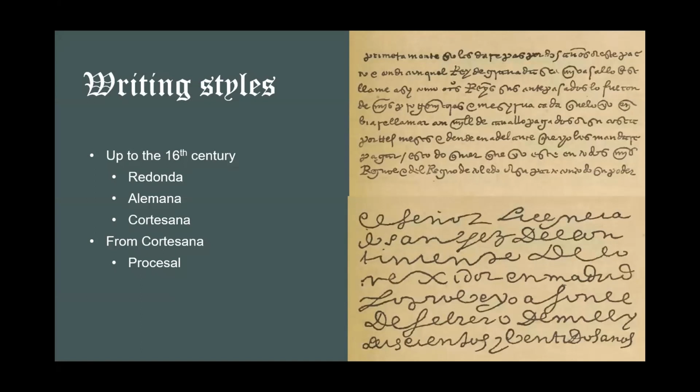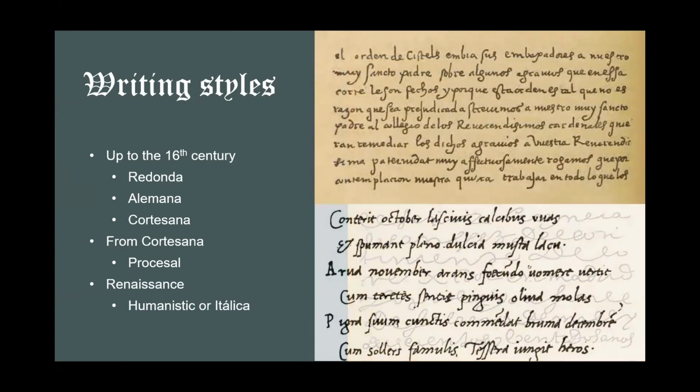However, after the 16th century, when we start getting to the Renaissance, a lot of intellectuals start looking at the handwriting styles as Gothic and sort of dark. And so they start looking further back into classical styles to find a more simple and enlightened form of writing, which is where we start getting humanistic, or in Spanish it's called itálica, such as these two examples here.